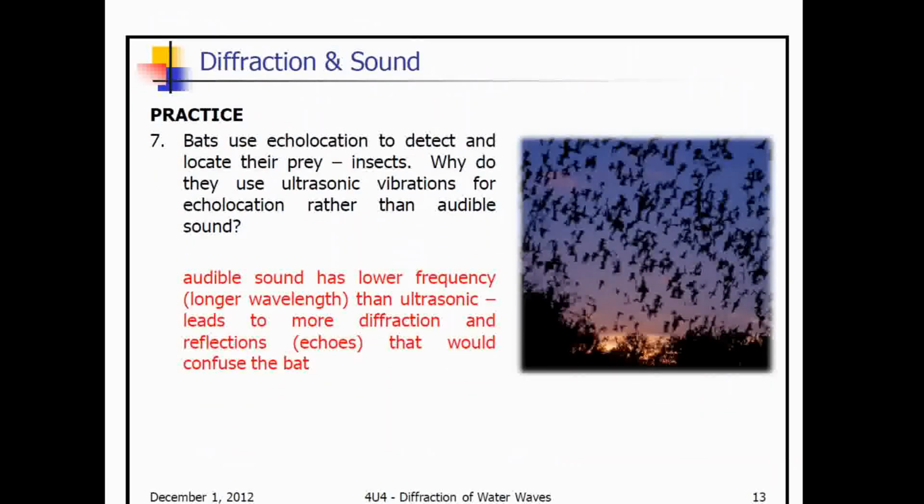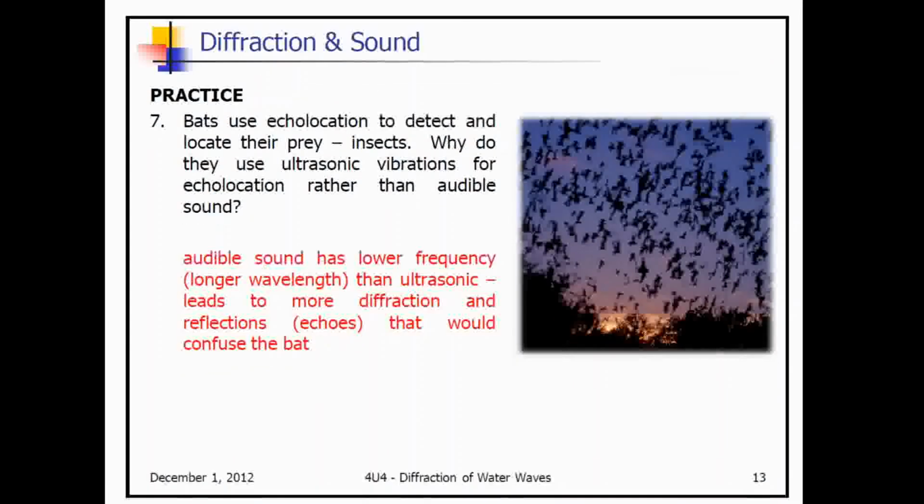One last thing to talk about. It says here, bats use echolocation to detect and locate their prey. Why do they use ultrasonic vibrations for echolocation rather than audible sound? If the bats used an audible sound, it would have a very long wavelength. There would be a lot more diffraction and reflection, and that would be confusing for the bat. It would be hard for the bat to detect where something actually is.